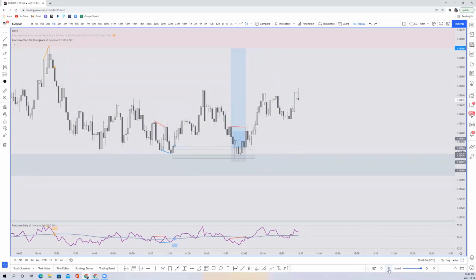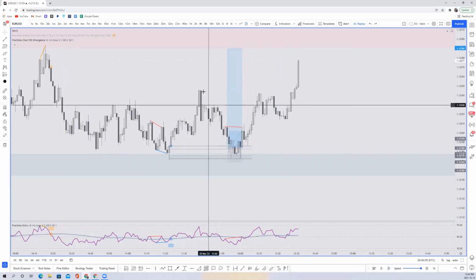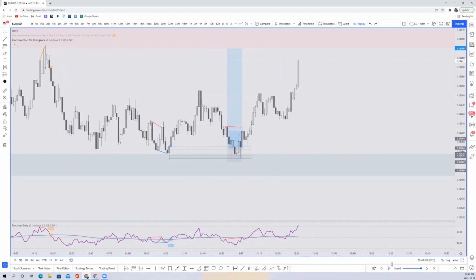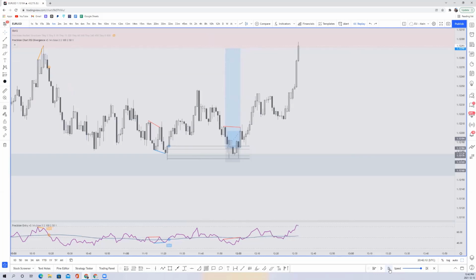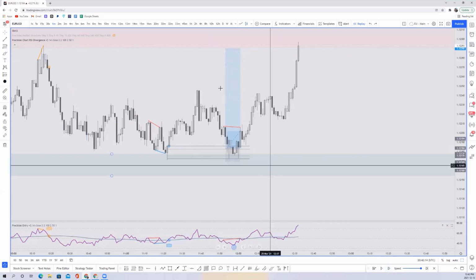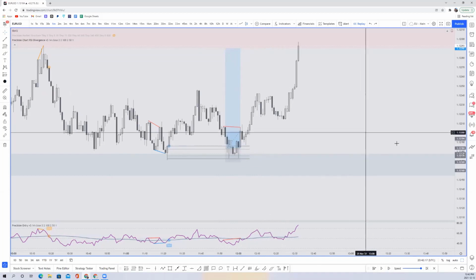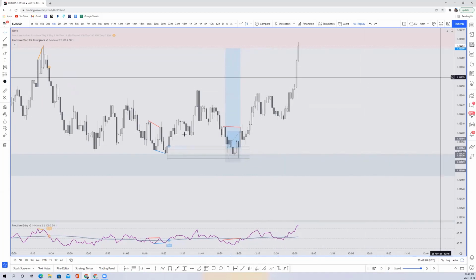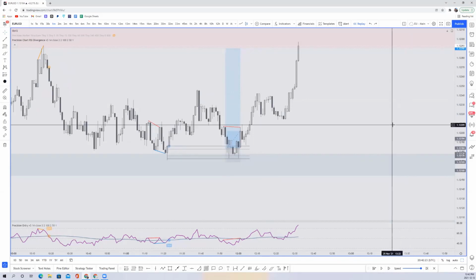I'd likely break even on this. Yeah, so as soon as we take this high, I'd break even on this. Okay, so that disregarded everything I said and went to target. We'll just pretend that didn't happen. But like I said, I likely wouldn't have taken that.